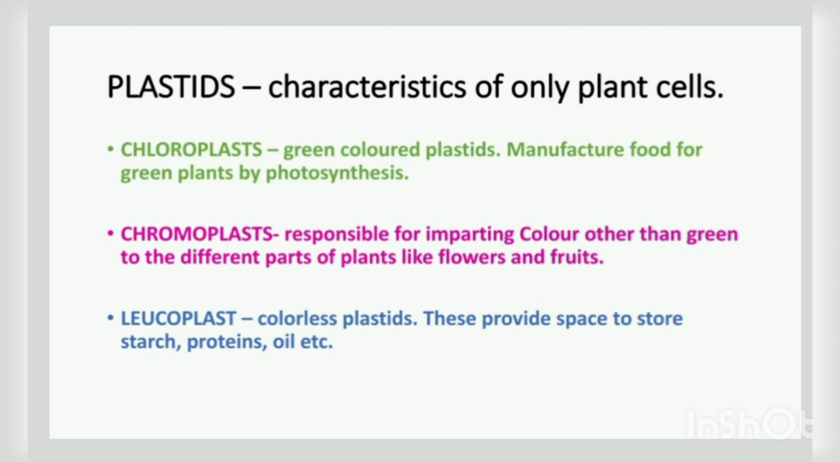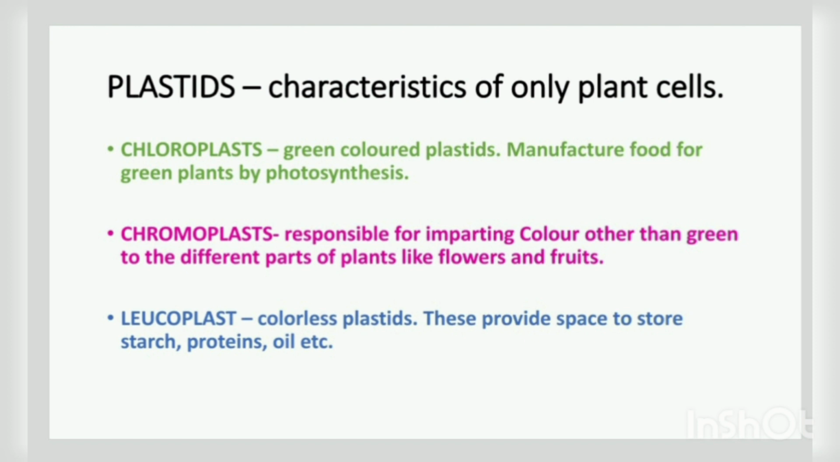So the second type of plastid present in the plant cell is the chromoplast. Chromoplasts provide all the different colors to plants, like fruits, vegetables and flowers, except green. The third one is the leucoplast, which provides space to store starch, proteins, oils, etc. So these are the three types of plastid.